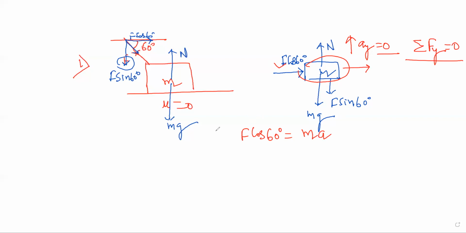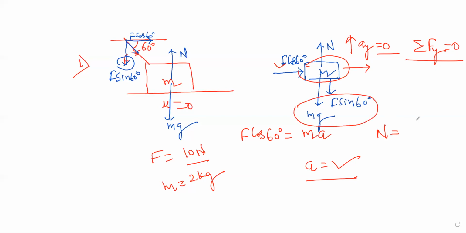If F is given, suppose F is 10 Newton and m is 2 kg, we can easily find out the acceleration. Sometimes we might be asked to find the normal reaction, so we will equate the upward force to the sum of the downward forces, mg plus F sin 60, put the values of F and mass, and easily find the normal reaction. So this was one type of question.